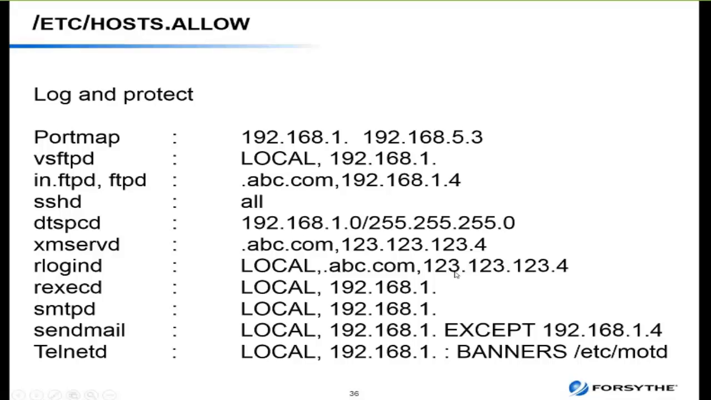You can do it by 192.168.1.star, which is what this is. You can do it for the domain name like abc.com. You notice there's a dot in front of it. I can do it for a specific IP address. You have a number of choices that you can do. But it basically lets you build a very simple little firewall that's very, very basic.